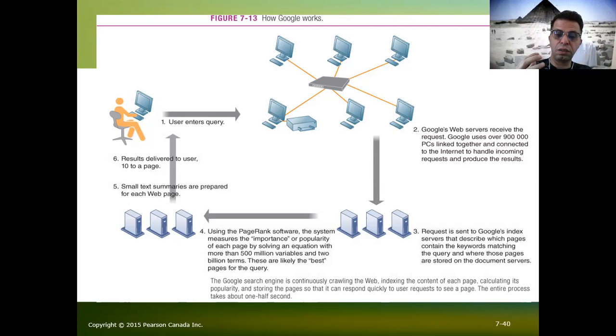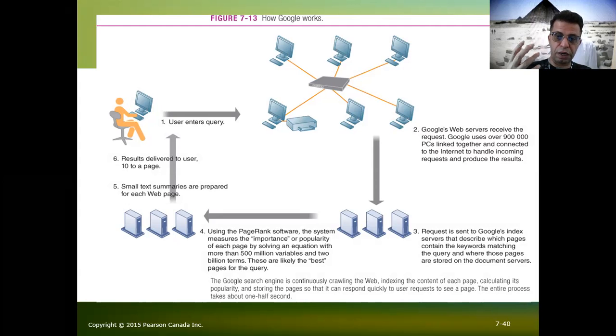Then stage 4 is using the page rank software. The system measures the importance and popularity of each page by solving an equation with more than 500 million variables and 2 billion terms. These are linked to the best pages for the query. And you remember you saw it in the video.